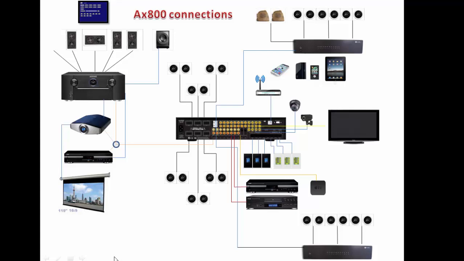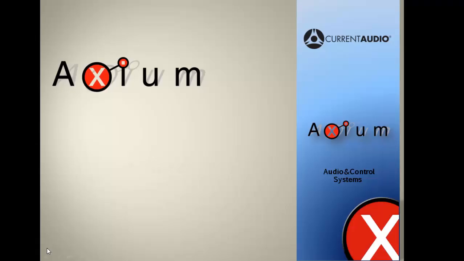Reason being, the AX800 doesn't particularly care where equipment is in the system. All it cares about is the command that you're sending to a device. With that in mind, you have the ability to add multiple layers of equipment to the system without having to worry about that equipment being assigned to a particular zone.